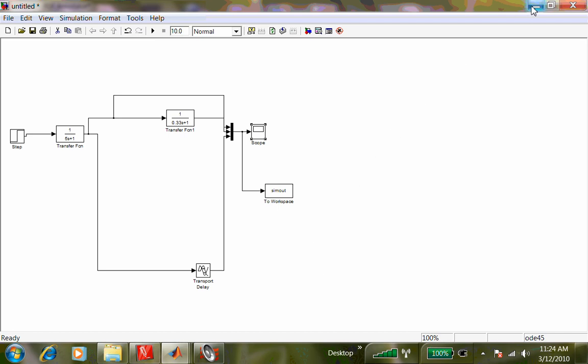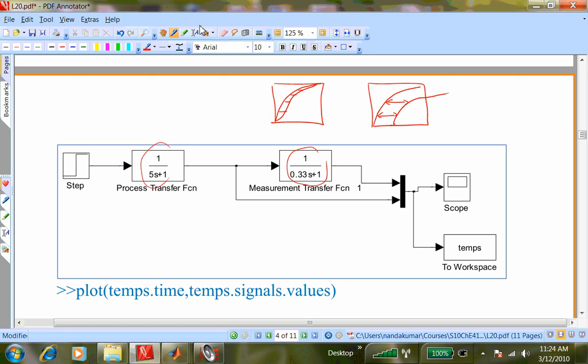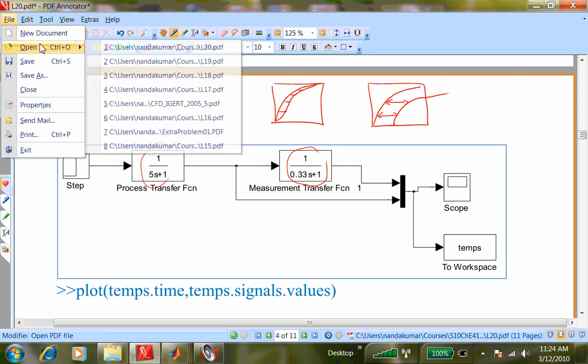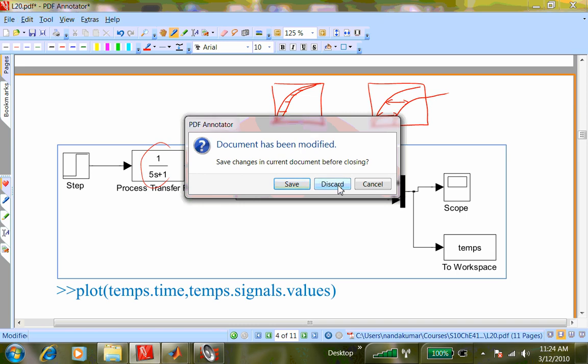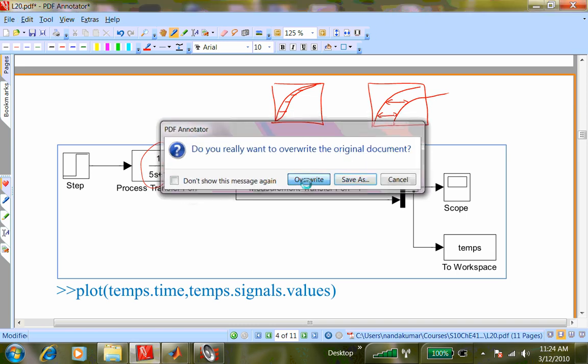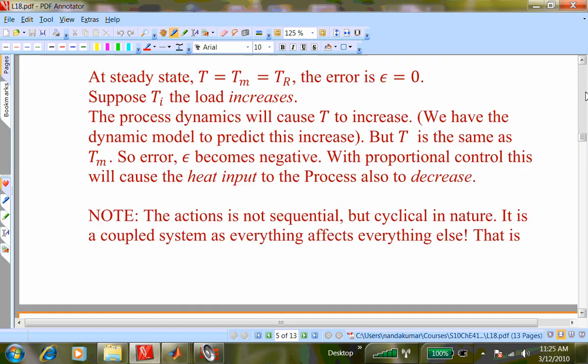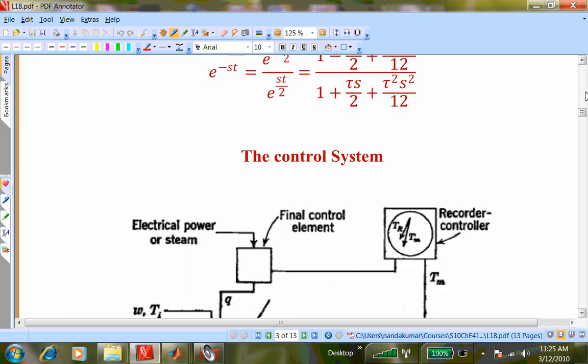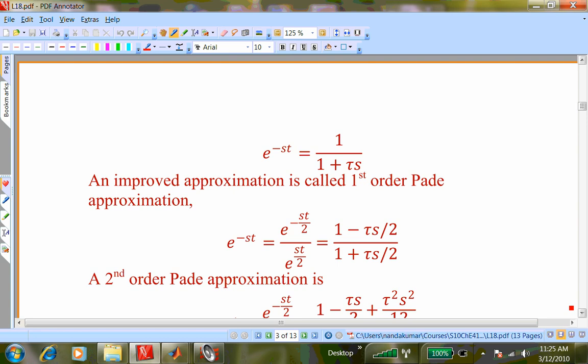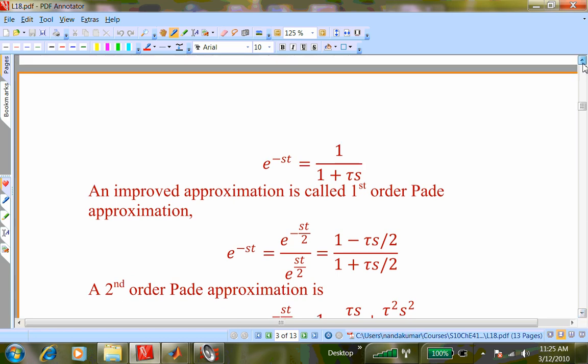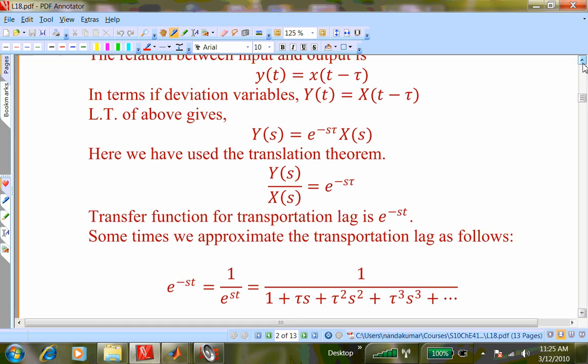Now what I was going to show you was why the, I think it was 18, yeah, here it is. Okay, so we're talking about the pure transportation delay, and that is always given by a transfer function like this, e to the power minus s times tau. That is a pure transportation delay.